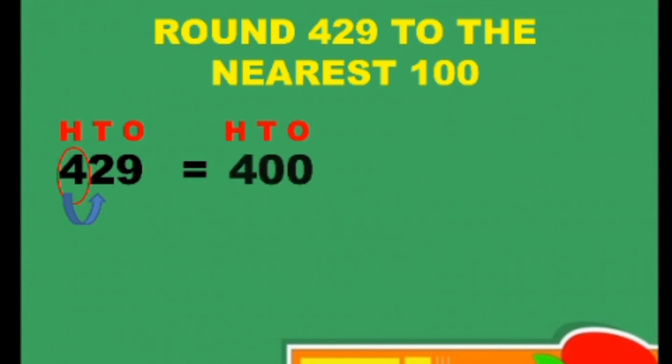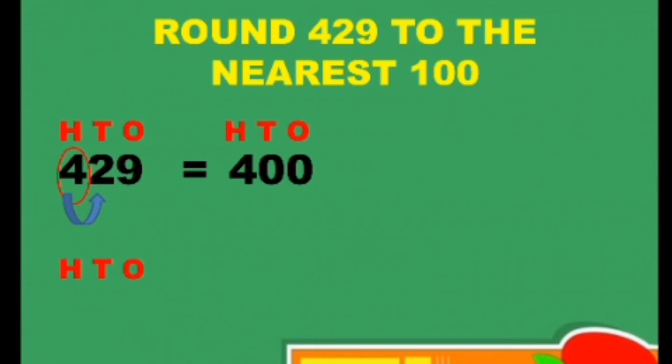Let's look at rounding 429 to the nearest 100. So we're going to put our place values, our 100, tens and ones column. The digit in question would be 4. So we're going to look at the place value next door, which would be equal to 2. 2 would be less than 5. So therefore, our hundreds column is going to remain the same with 4. And everything after is going to be equal to 0. So that is going to give us 400.